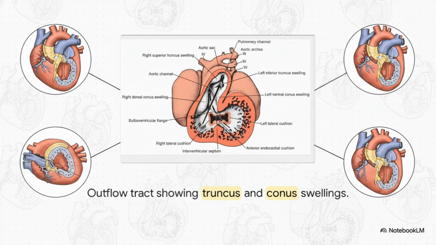Looking at this pristine view of the outflow tract, you can actually see these specific swellings. The right superior and left inferior truncus swellings are growing toward the aortic sac, which connects up to aortic arches 3, 4, and 6. Now, look a bit lower down. The right dorsal and left ventral conus swellings are growing to divide the conus just above the bulboventricular flange. As these conus swellings grow, they divide the conus into an anterior lateral portion, which is going to become the outflow tract of the right ventricle, and a posteromedial portion, which becomes the outflow tract for the left ventricle.